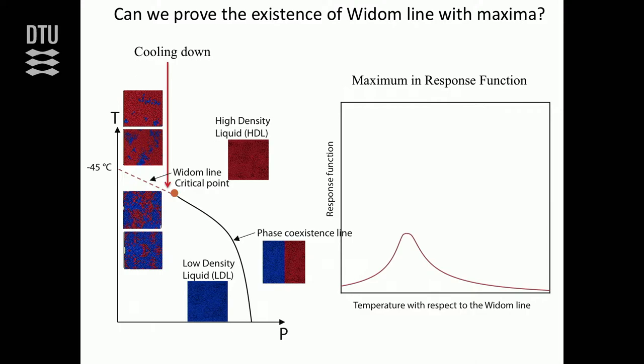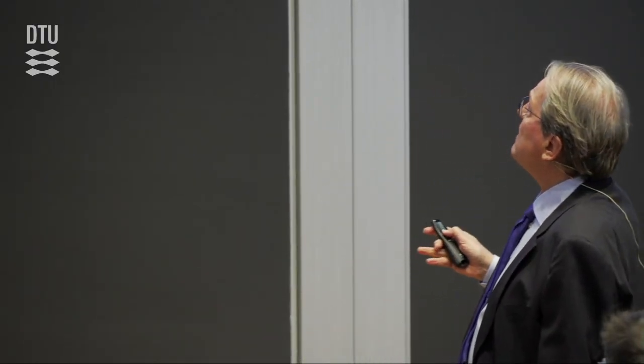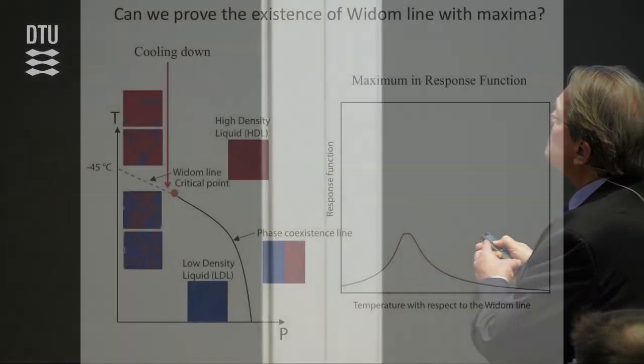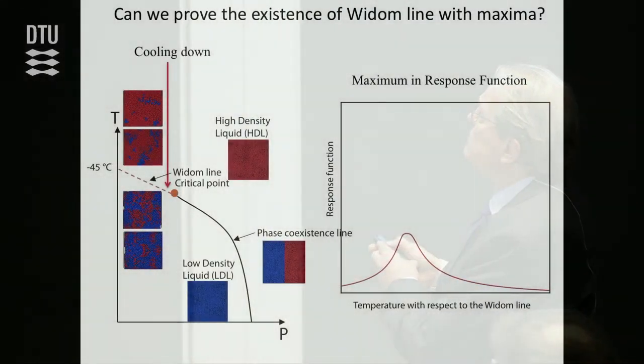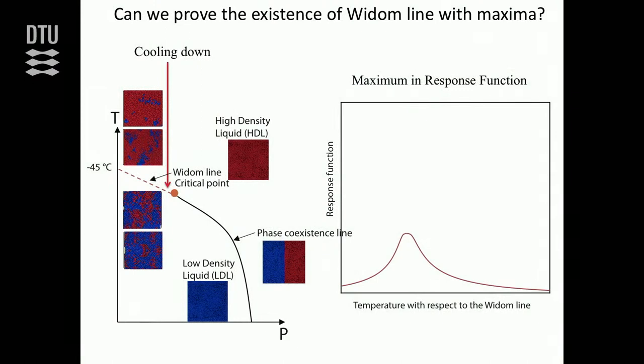The next question: do we have a signature of what's called this Widom line? That means that we will see a maximum in the thermodynamic response function, which could be compressibility or heat capacity, for instance. And then you might wonder, can we measure compressibility and heat capacity with X-rays using the X-ray laser? And we can, if we develop some tricks.